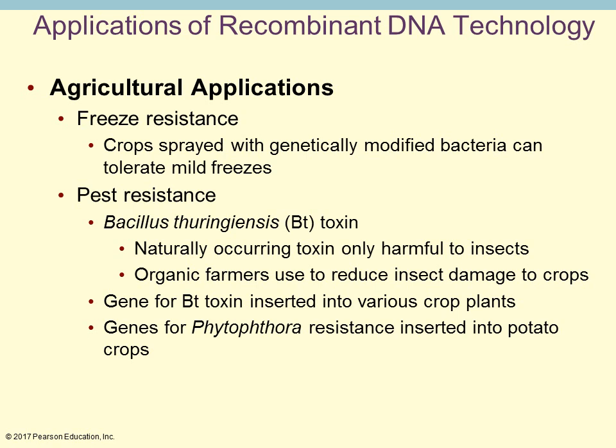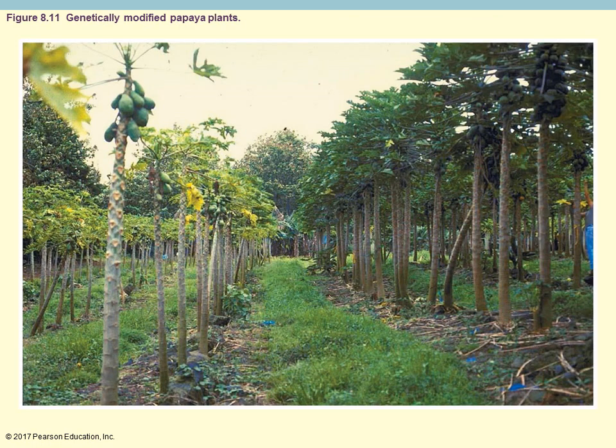Another thing is you can add a toxin that's produced by bacteria. It's a natural toxin to insects. It does not have an adverse effect on humans. Once again, instead of spraying chemicals, it's a more natural, organic way of pest management. This just shows a picture of some genetically modified papaya plants.